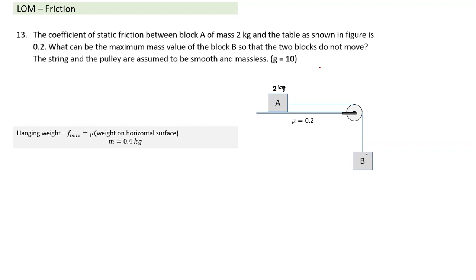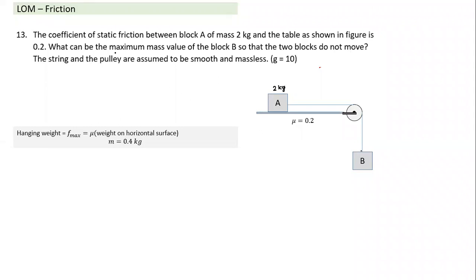Okay, if the mass is very small, yes, it makes sense, it will not move. As we keep increasing mass, there is a maximum cap on the mass of B, beyond which if I increase the mass even slightly, the blocks start moving. So this is like a hanging weight. So what is the condition?